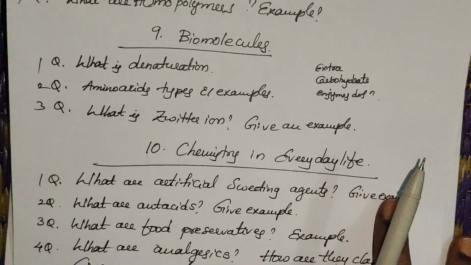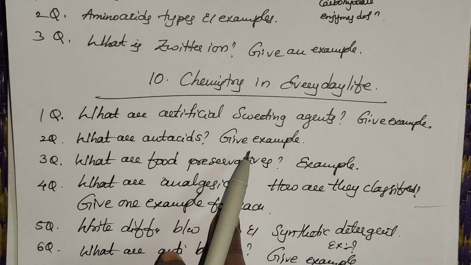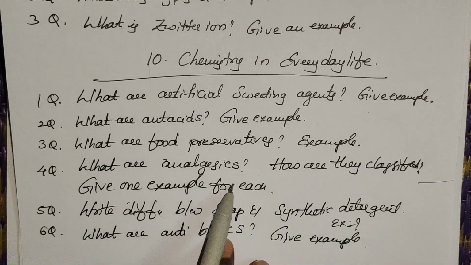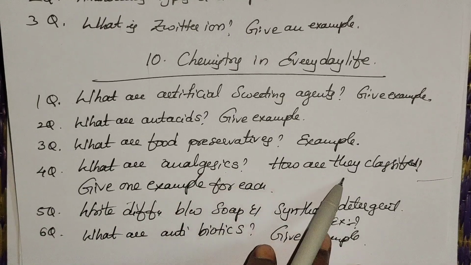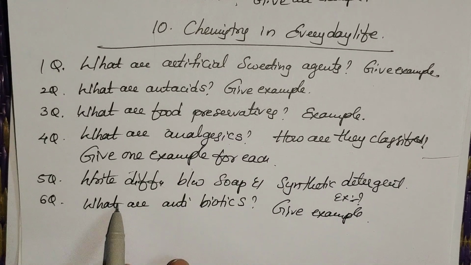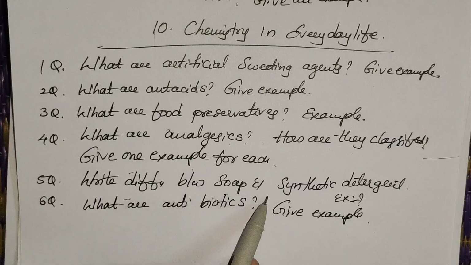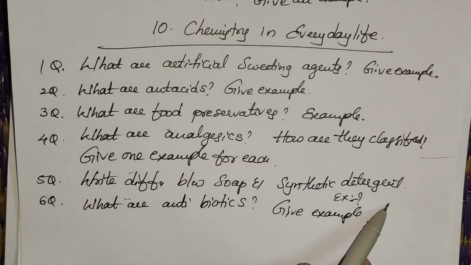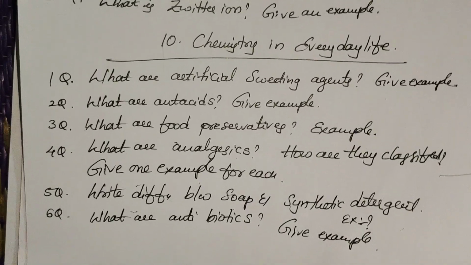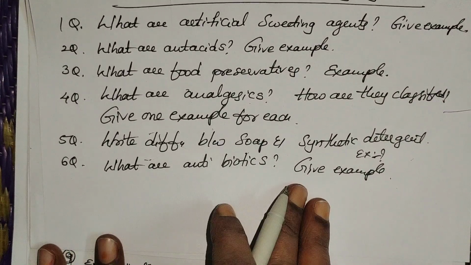Chemistry in everyday life. What is an artificial sweetening agent? Give an example. What is an antacid? Give an example. What is a food preservative? Give an example. What is an analgesic, painkiller? How many types: narcotic, non-narcotic analgesics? With example you have to explain. What is the difference between soap and synthetic detergent? And antibiotics, give an example. These are also important questions, and tranquilizers also, that is also an important question.